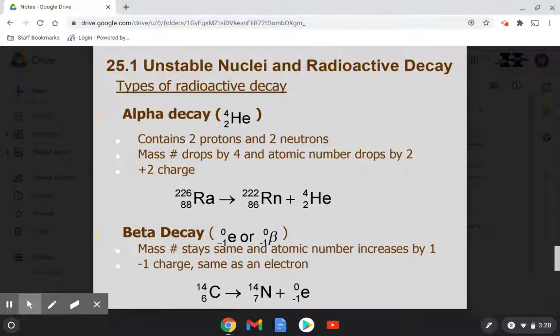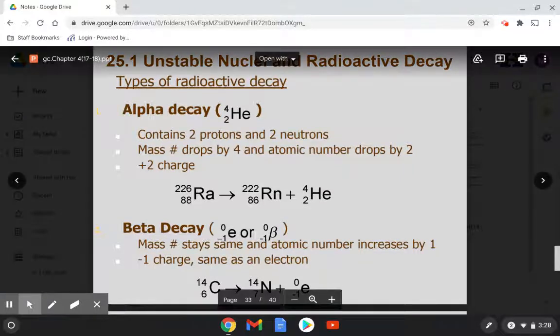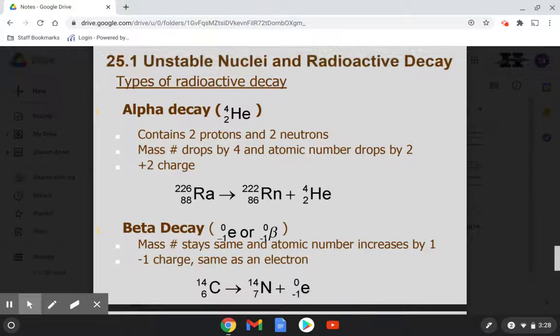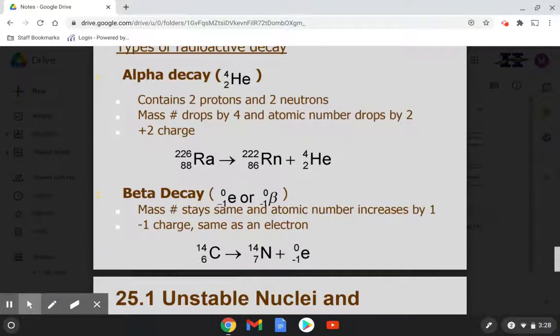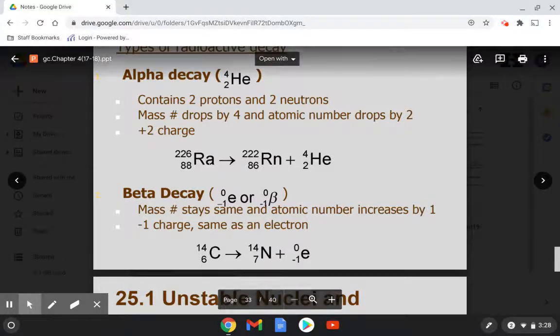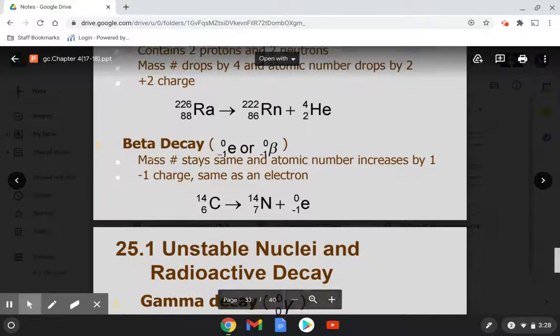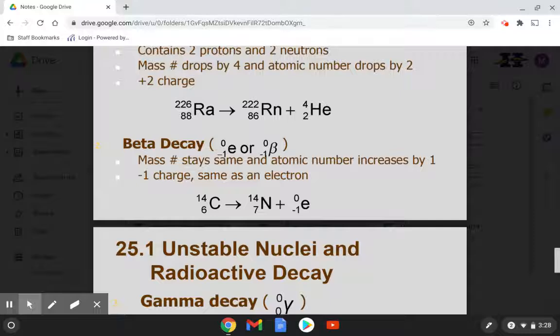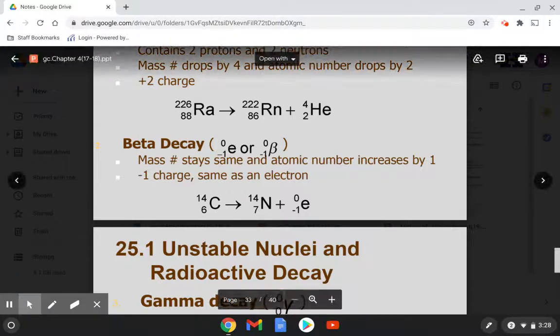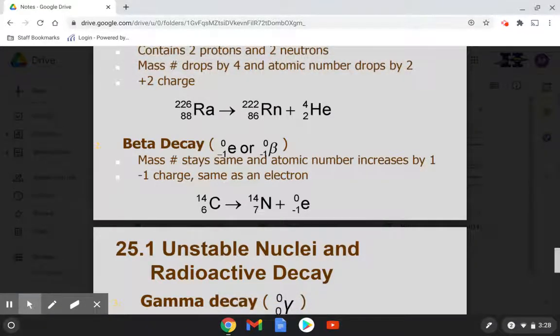With alpha decay, we see that both protons and neutrons drop here. With a beta decay, the atomic number, sorry, not protons, what we see is that the mass number is going to stay the same, but the atomic number is going to increase by 1. So there's going to be a -1 charge, which is the same as an electron. If we look here, this carbon is going to increase its atomic number.